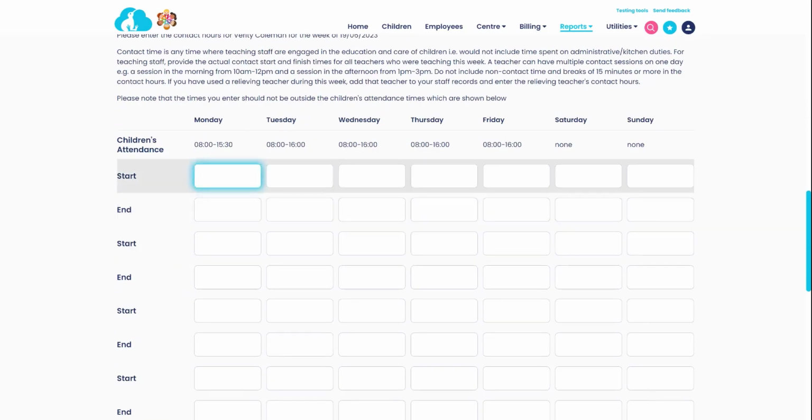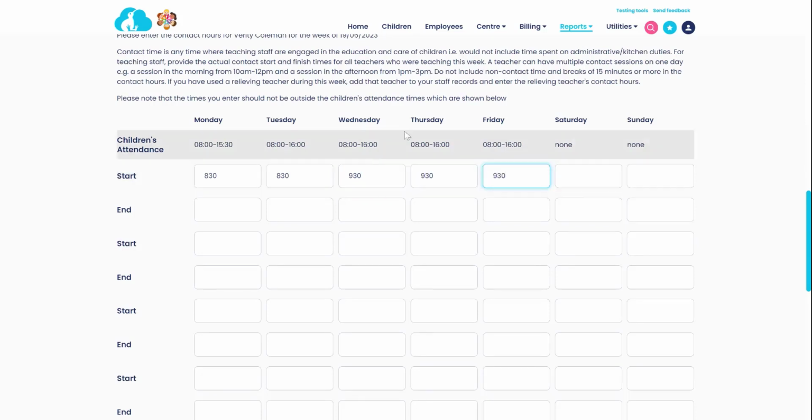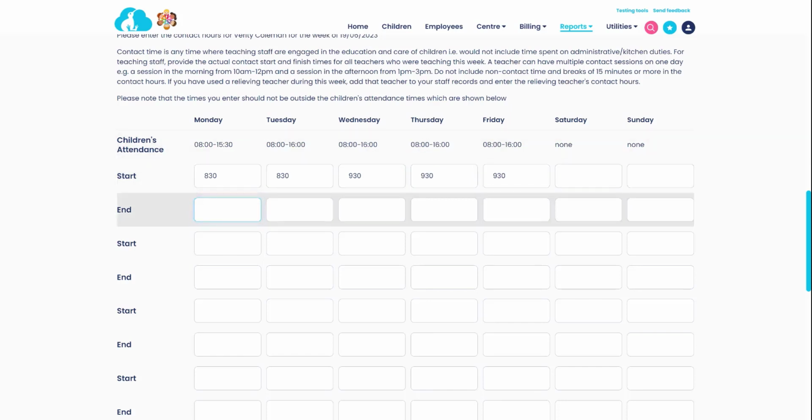Our contact times. I'm going to say 8:30. 9:30 one day. Just remember the actual start times should be exact if it is shorter than, but not greater than. And we're going to say that she went home on this day at 15:30. Well, she didn't actually leave. She probably worked until 5. But again, the last child went home at 1600. Hence, that is the maximum hours that we can select.